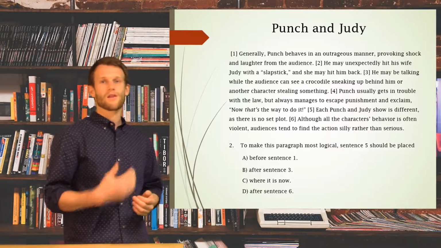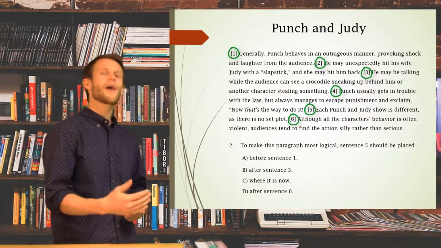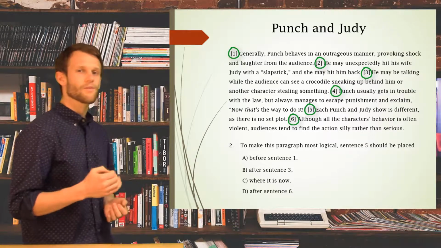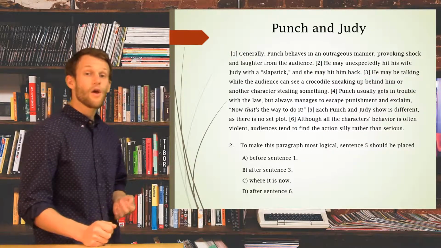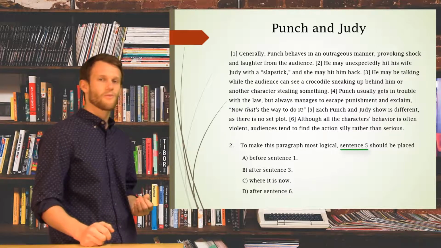Again, they're giving us these numbers before each sentence. That's telling you that we've got an organizational question, and it's telling you that you're going to have to place the sentence somewhere else or decide that it's appropriate where it is now. So in this case, we want to place sentence 5 somewhere.